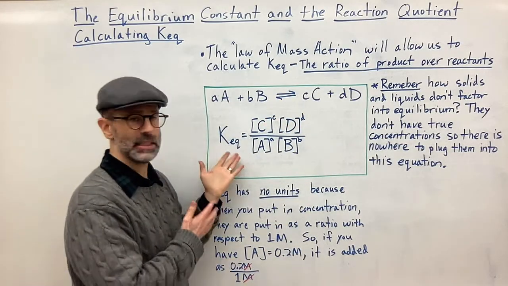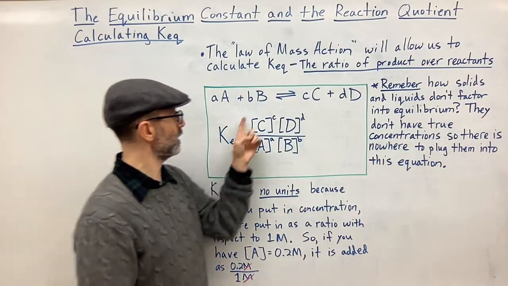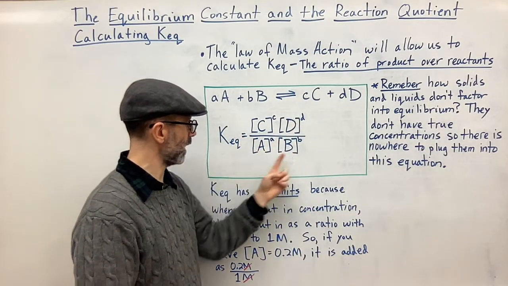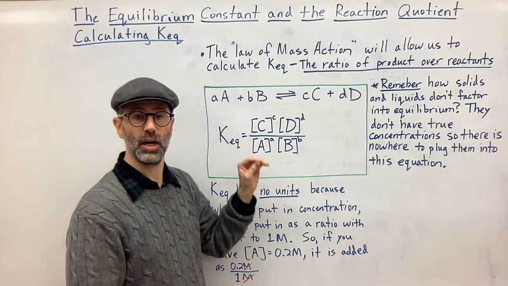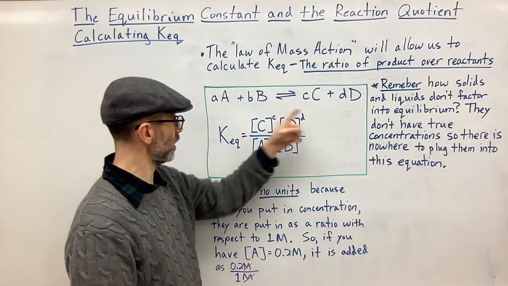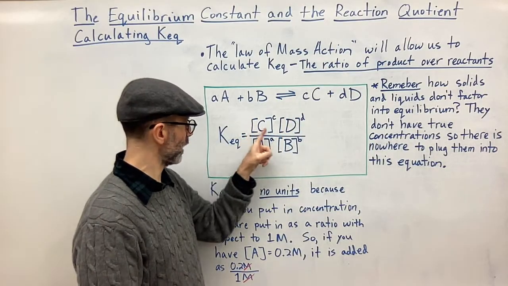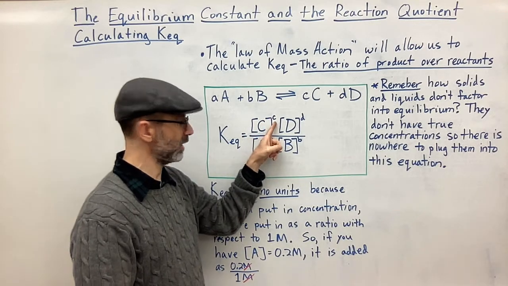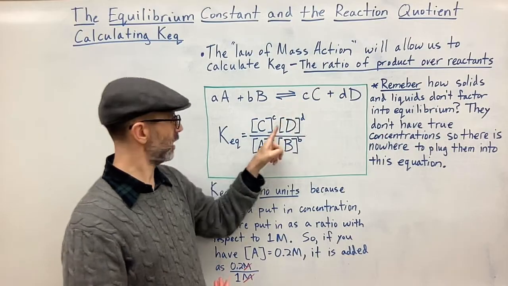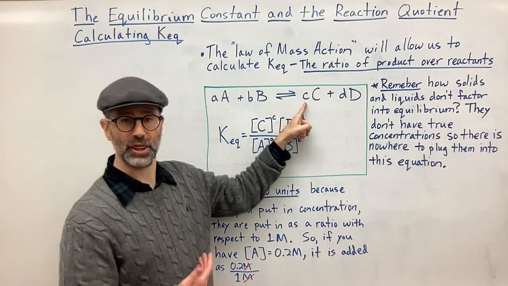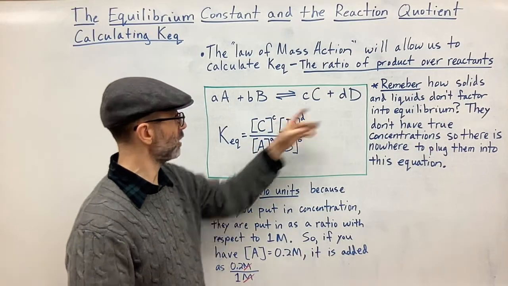So when you write the expression for KEQ for your reaction, it's always going to be the concentration of products over reactants, and it's the concentration of the products raised to the power of their coefficient. So here I have a coefficient small c, so I have the concentration of big C raised to the power of small c. So if this is a 1, then this is a 1. If this is a 3, then this is a 3, right? And then same thing with this product too.